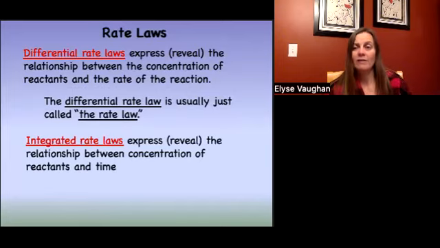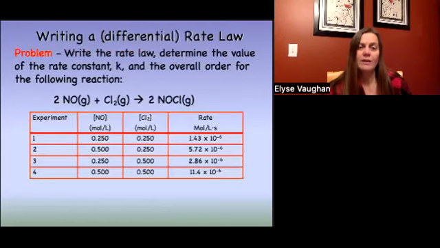And we arrive at them from very different sets of information. So if we're given information about concentration and rate, then we know we're looking for a differential rate law. If we're given information about concentration versus time, then we know we're looking at an integrated rate law. So let's talk about these differential rate laws.